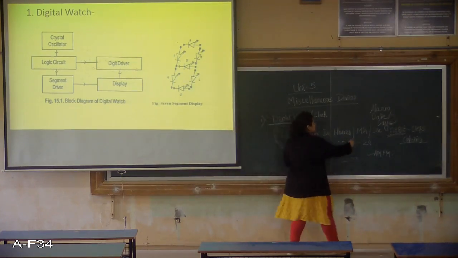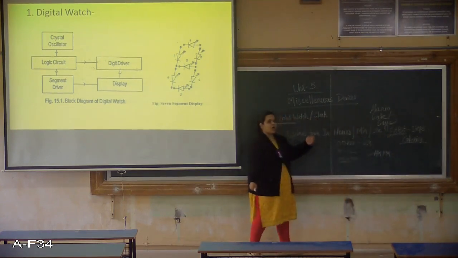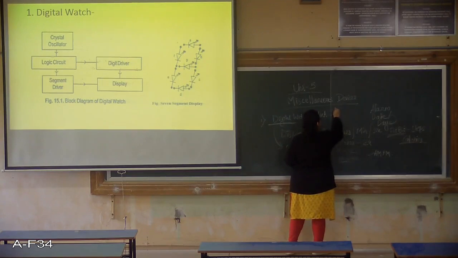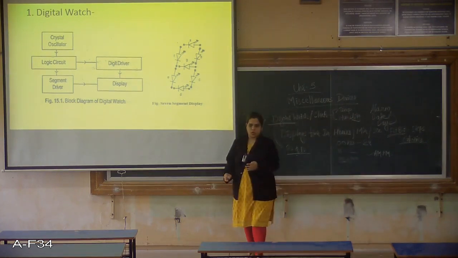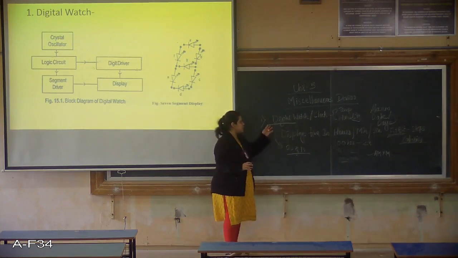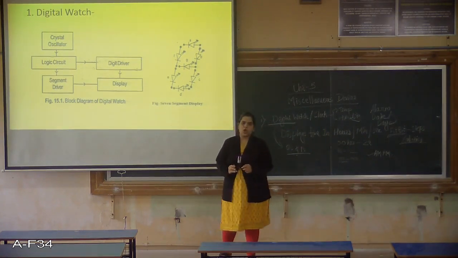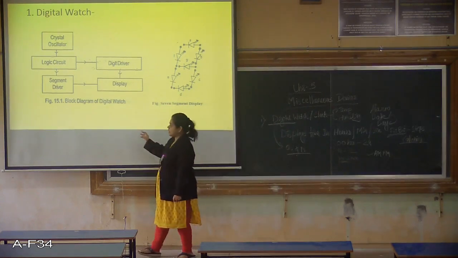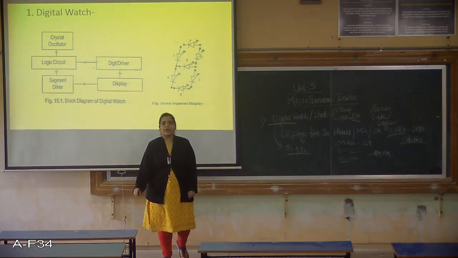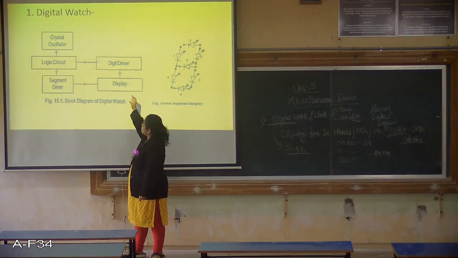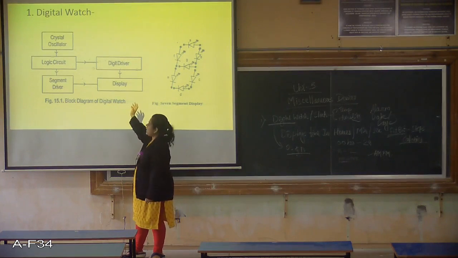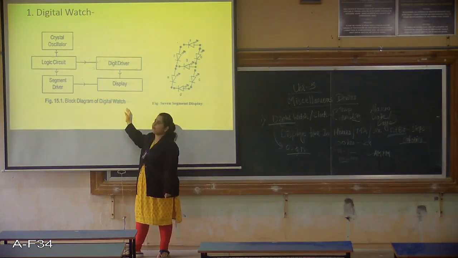When we say clock, obviously it also shows the humidity and other things. So this is the general introduction about the digital watch and digital clock. Now we will move to the block diagram of the digital watch. The block diagram consists of the crystal oscillator, the logic circuit, the segment driver, the digit driver, and the display. This is the basic block diagram of a digital watch.